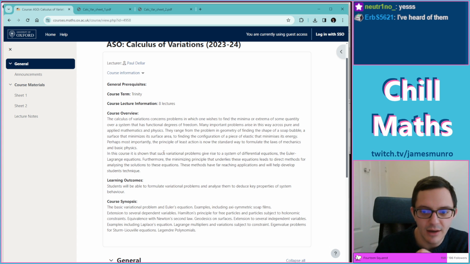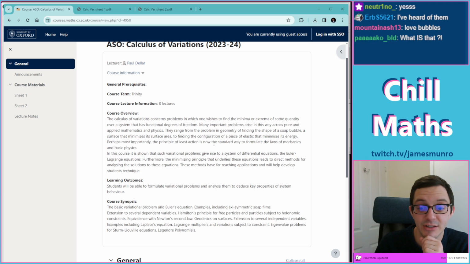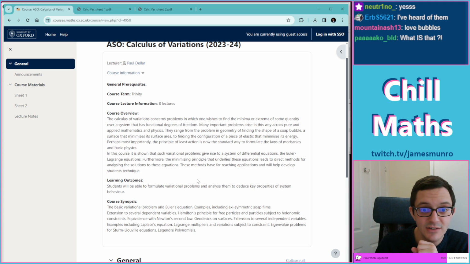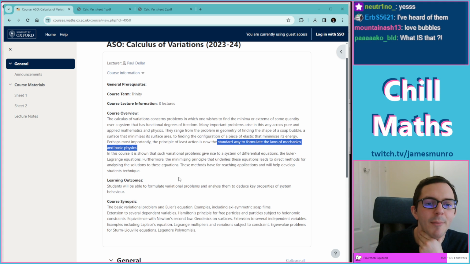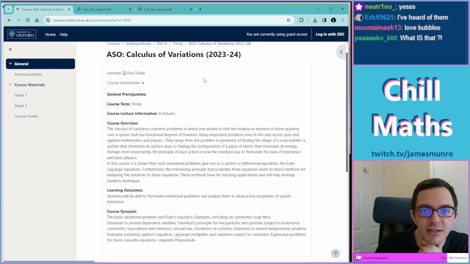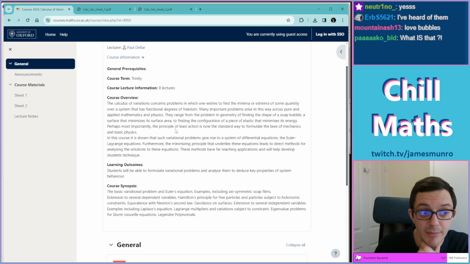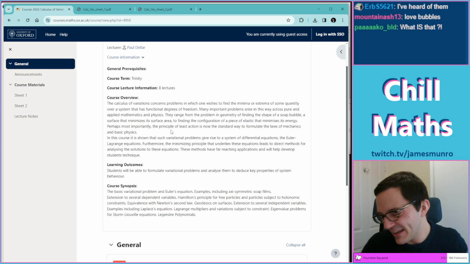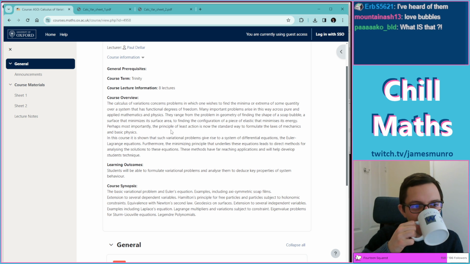Right, okay. Principle of least action is now the standard way, there you go, to formulate the laws of mechanics and basic physics. Hello, Kobold. This is the calculus of variations course. We're learning it. It's the standard way to formulate the laws of mechanics and basic physics. And this is an introductory course in the second year. The A stands for second year of the Oxford Maths degree. I'm doing some tutorials on it next term, so I'm trying to remember what's in it. It's a short course, so I'm only actually meeting my students twice. Two problem sheets.